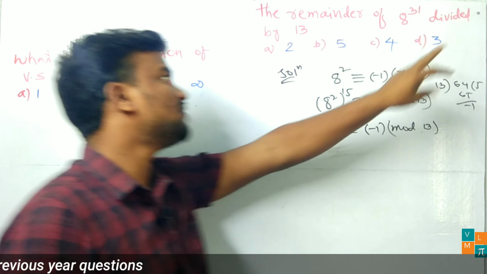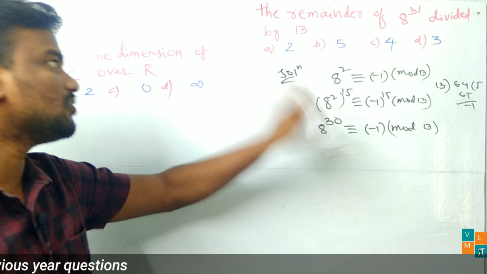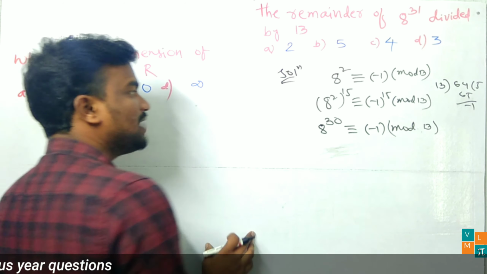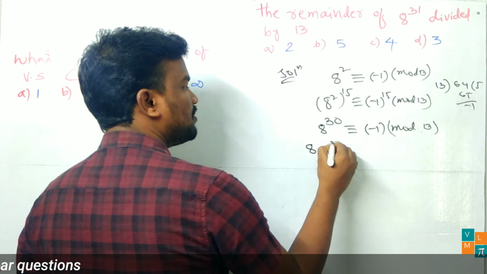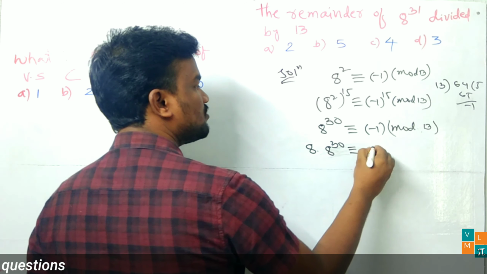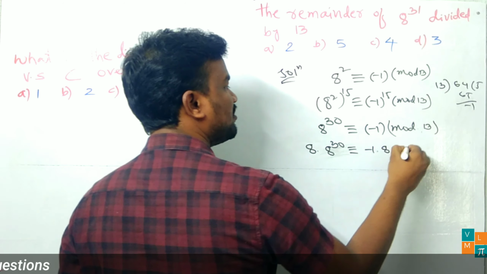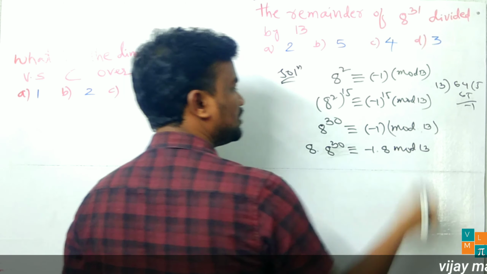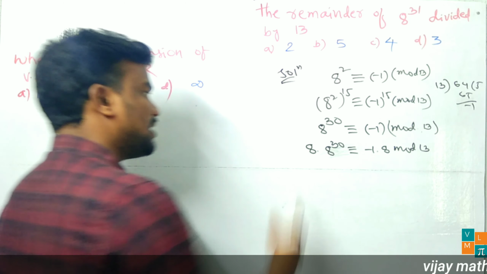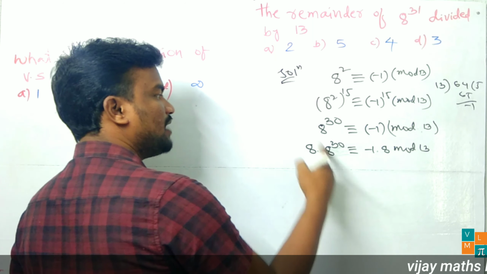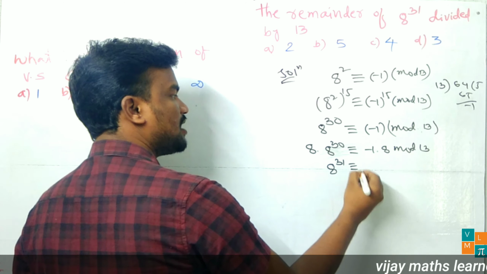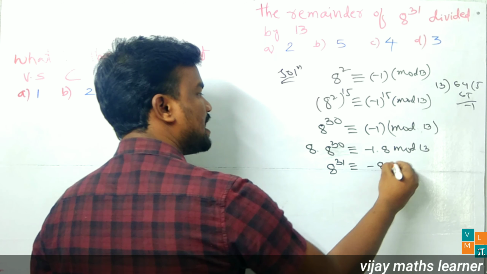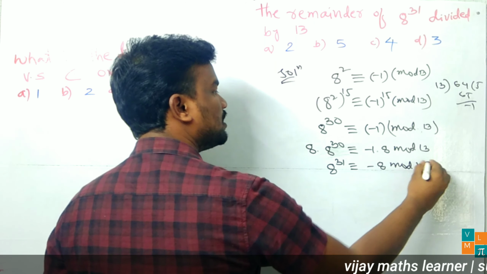Next, see in the question what is given: 8 to the power of 31. Here we have 8 to the power of 30. So to get 8 to the power of 31, multiply with 8 on both sides. 8 into 8 to the power of 30 is congruent to minus 1 into 8 modulo 13. The bases are equal, so we add the powers. So 8 to the power of 31 is congruent to minus 8 modulo 13.